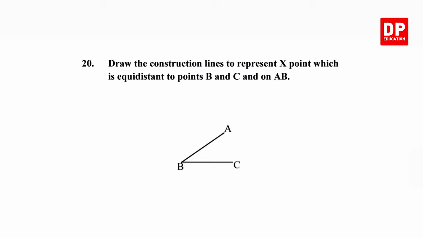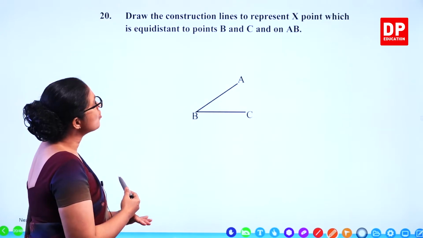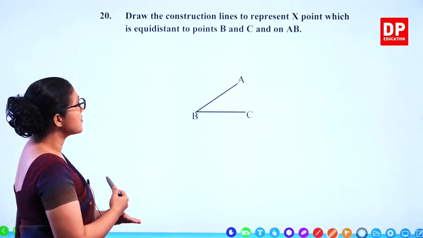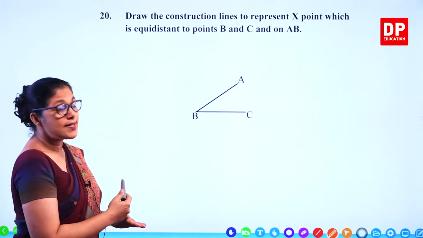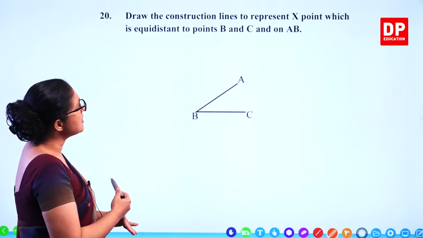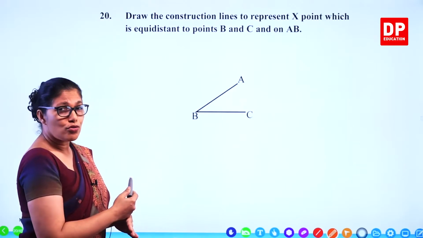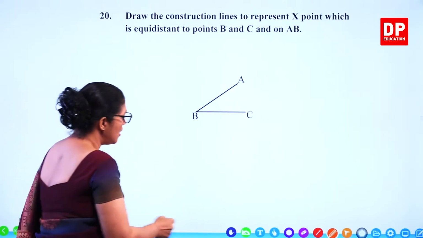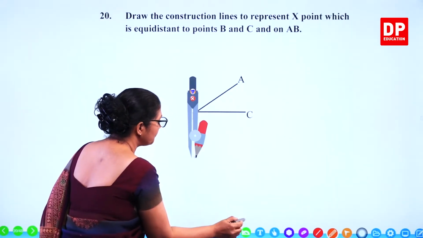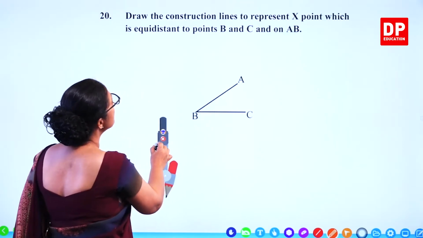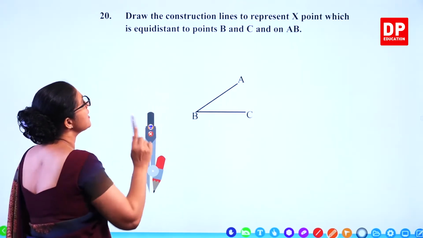Question number 20. Draw the construction lines to represent point X, which is equidistant to points B and C, and that is on AB. So we need to do a small construction. So what can we do? We can construct the perpendicular bisector.